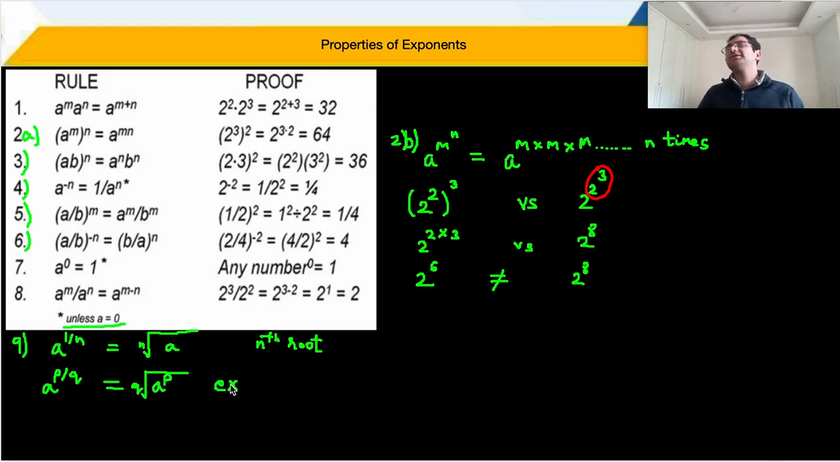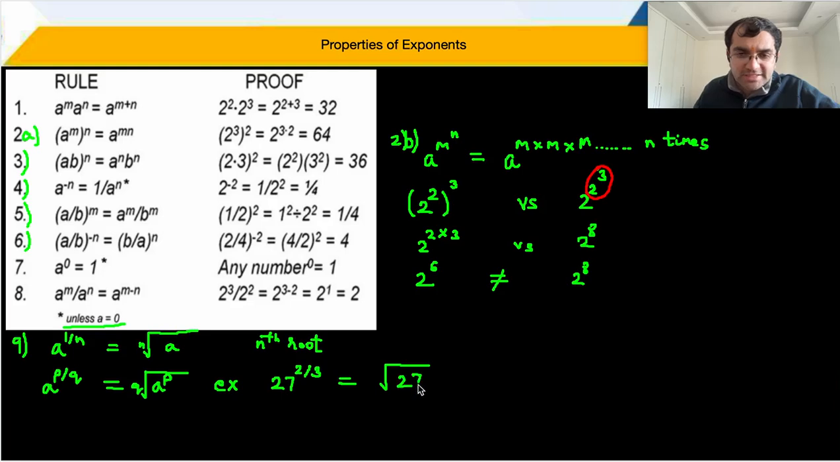इसका एक example ले लेते हैं. For example 27 to the power 2 upon 3. ठीक है. So what you can do is that you can apply 27 के ऊपर cube root लग जाएगा और ये आपका square हो गया, like that. 27 का cube root क्या है? 3, and you have a square going on, so 3 का square becomes 9. ठीक है.